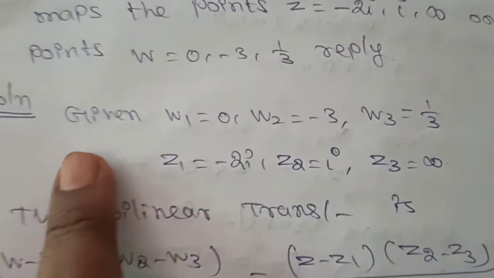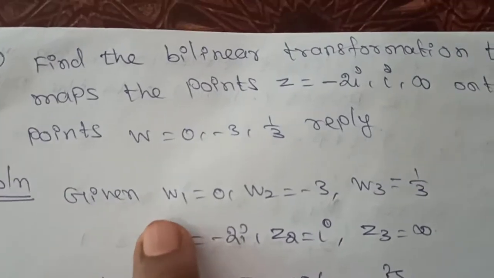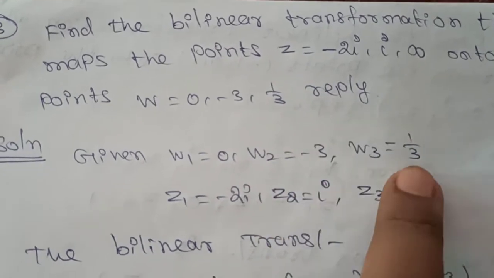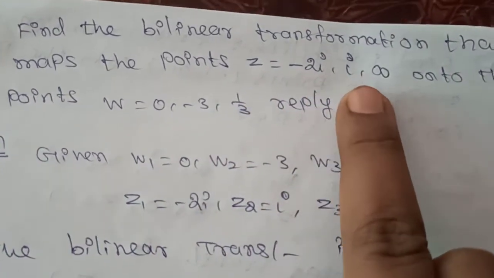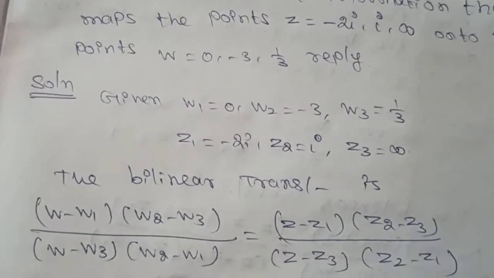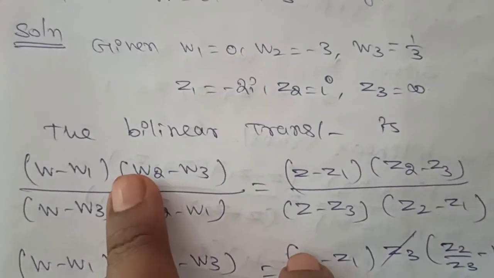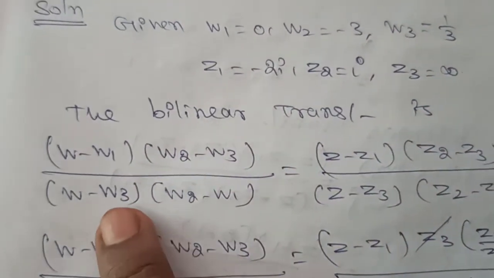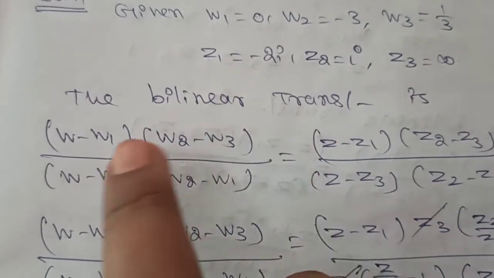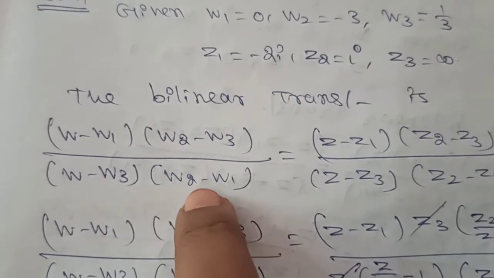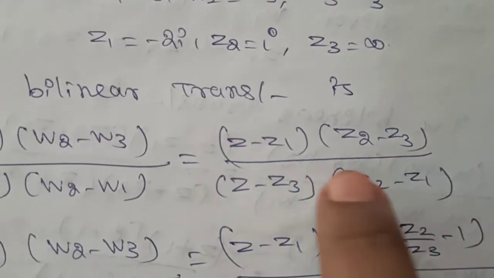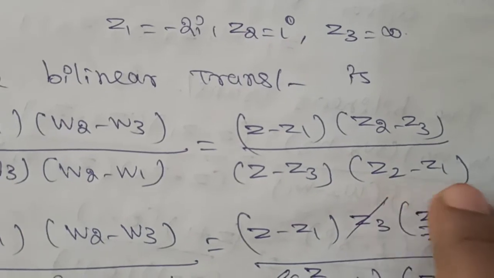Okay, first take the given points. Let us take w1 equal to 0, w2 equal to -3, w3 equal to 1/3, and z1 equal to -2i, z2 equal to i, z3 equal to infinity. Then by using the bilinear transformation formula: (w - w1)(w2 - w3) divided by (w - w3)(w2 - w1) is equal to (z - z1)(z2 - z3) divided by (z - z3)(z2 - z1).